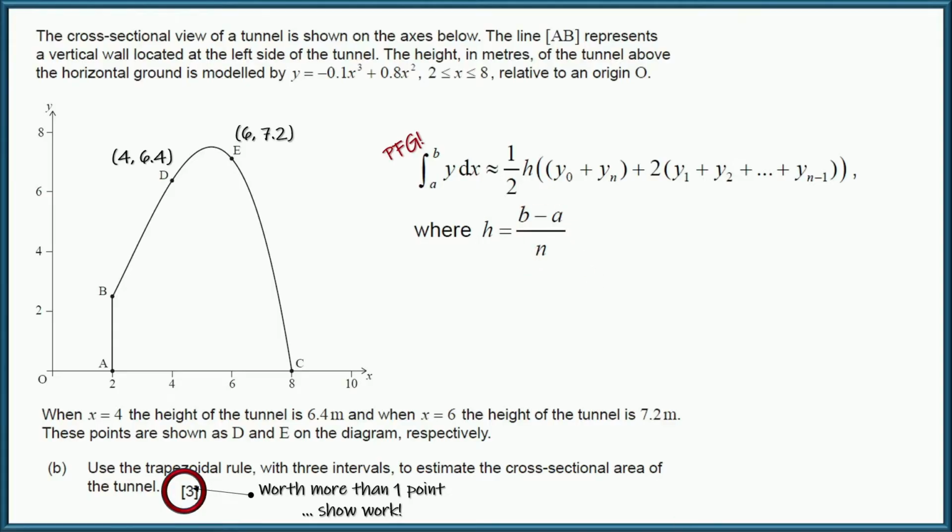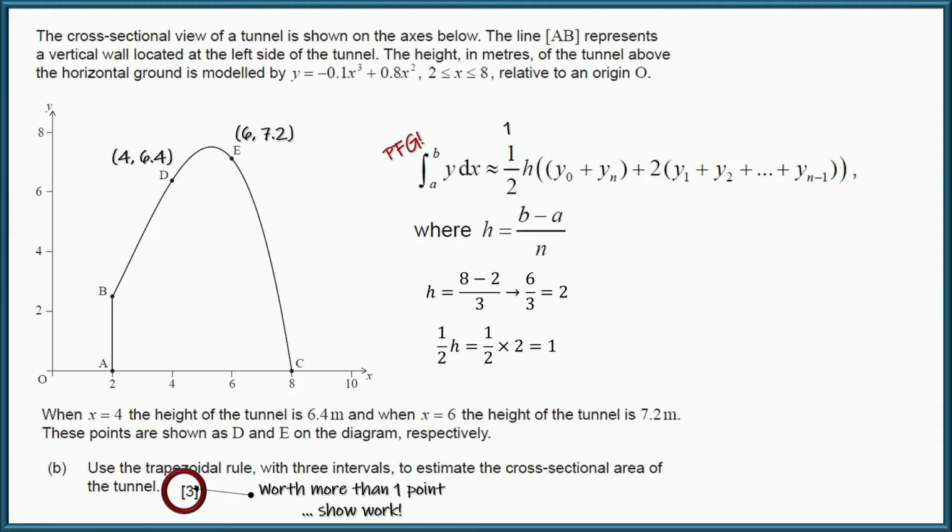H is B minus A over N. N is the number of intervals, and there are 3 of them. And the B and A, those are the endpoints. So B is 8, A is 2. So 8 minus 2 is 6. N is 3. So H is equal to 2. Now, plugging that in right here, 1/2 of H, well, of course, that's going to be 1. So this whole thing is just 1.